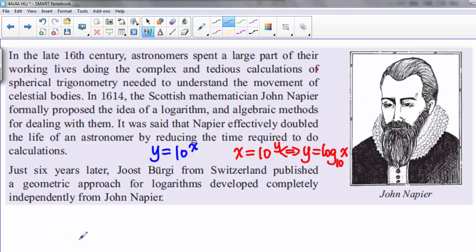Just 6 years later, I don't know how to pronounce this person's name, but he was a Swiss clockmaker, a maker of astronomical instruments, and a mathematician as well. He was from Switzerland. He published a geometrical approach for logarithms developed completely independently from John Napier. So only 6 years away from each other, both of them proposed the same invention.